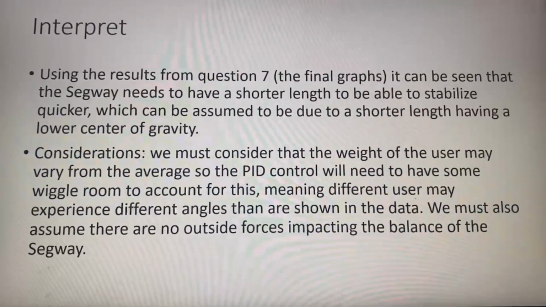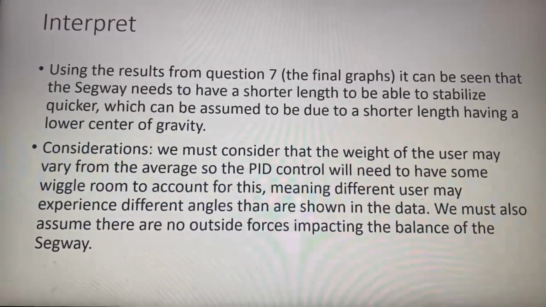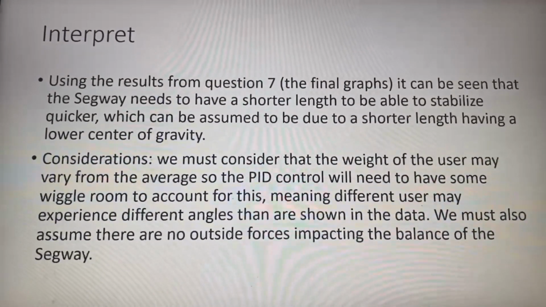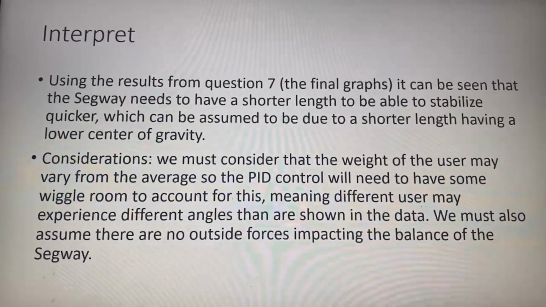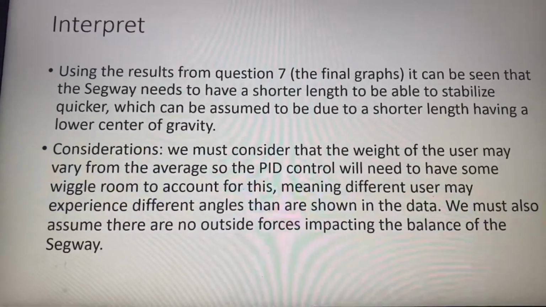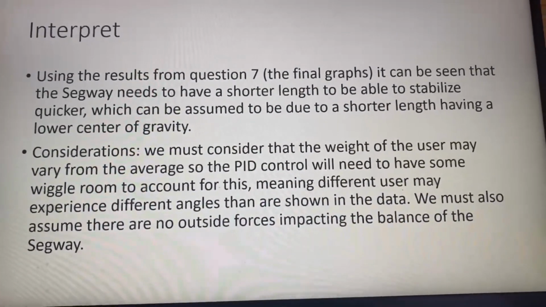And then for the considerations, we have to consider that the weight of the user may not be around the average that was used in equation number 7. So the PID control needs to have some quote unquote wiggle room to account for this. So different users may experience different angles and different times that it'll take for the Segway to balance out than what is shown in the data.